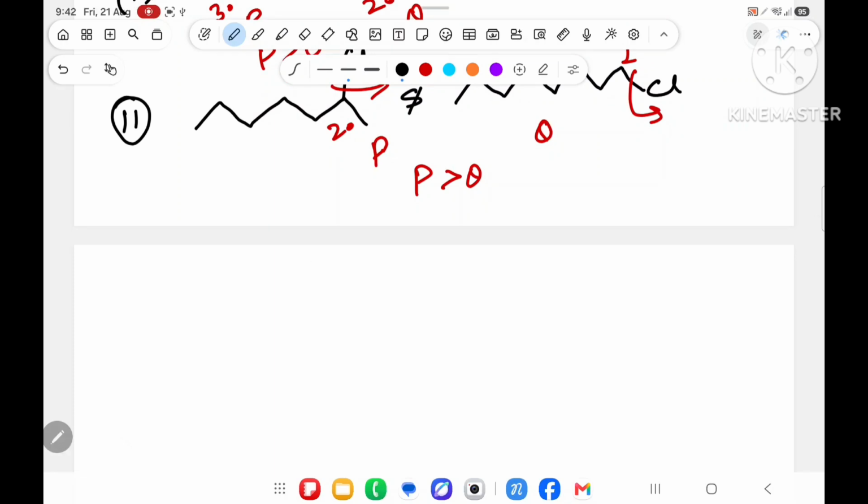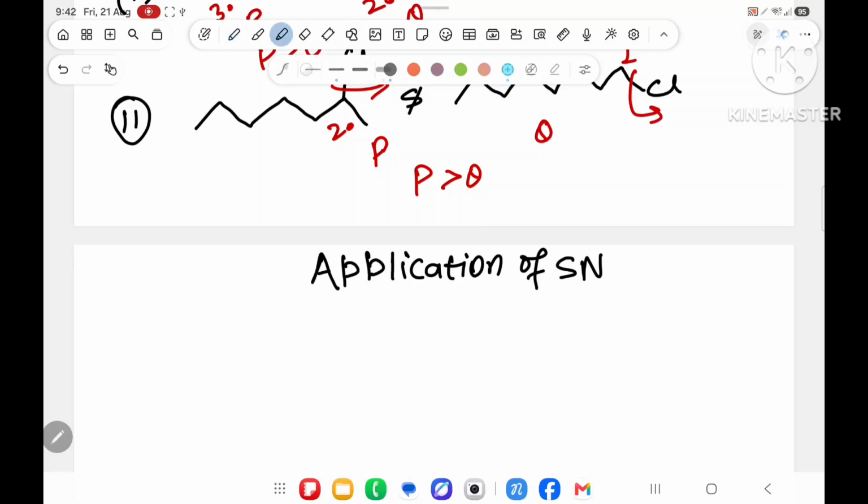Understood? Now we have application of nucleophilic substitution. This application is for both SN1 as well as SN2. Sir, I am saying one thing.